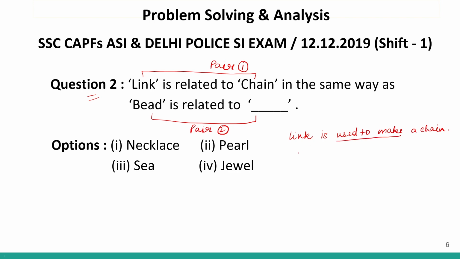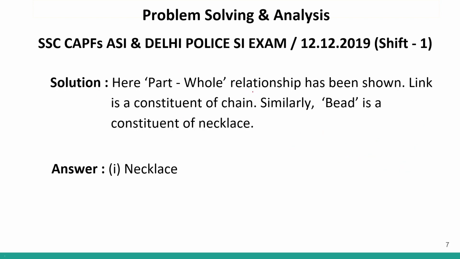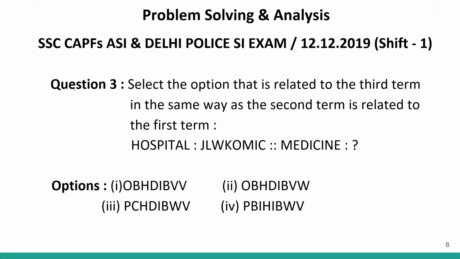Similarly, I can see that a bead is used to make a necklace. Out of the given options, a bead is used to make a necklace. So this will be the correct answer. A bead will be related to necklace, option number 1. Similarly, a link is related to chain. Clear? Now, let us move on to question number 3.